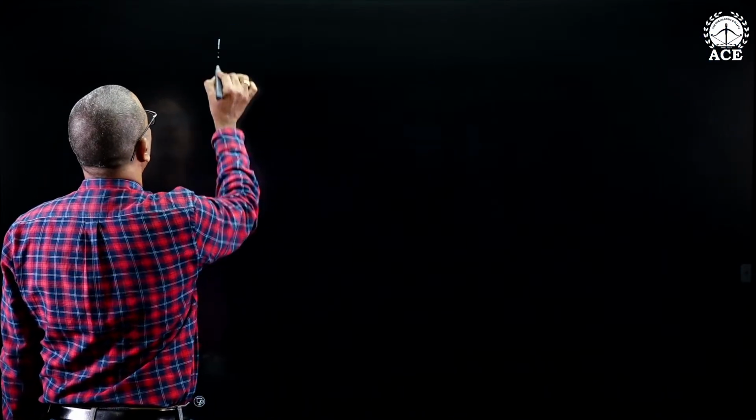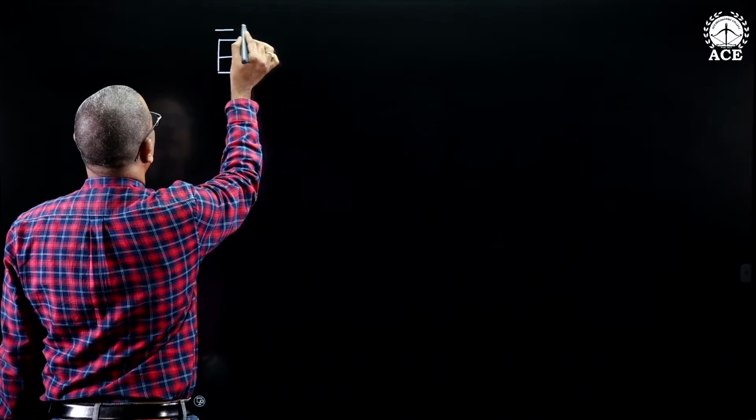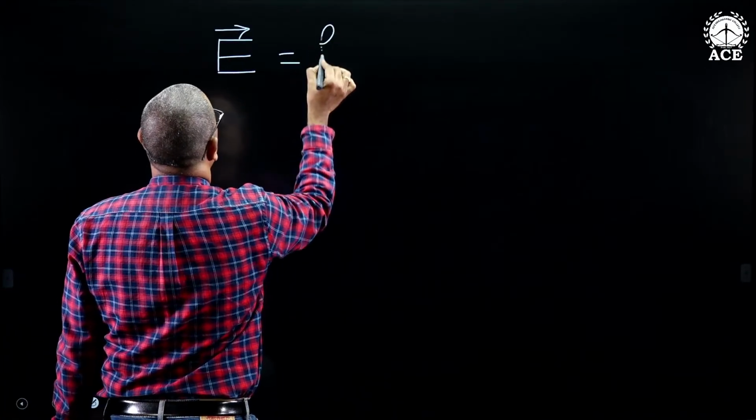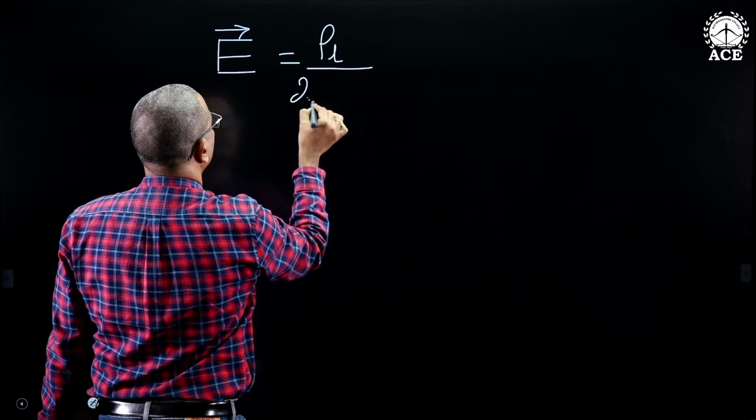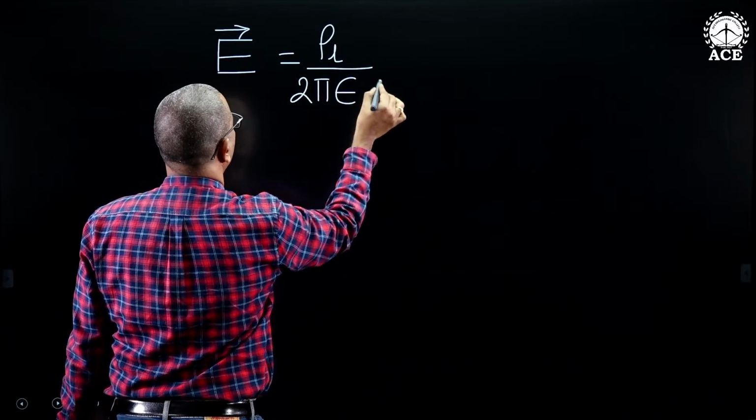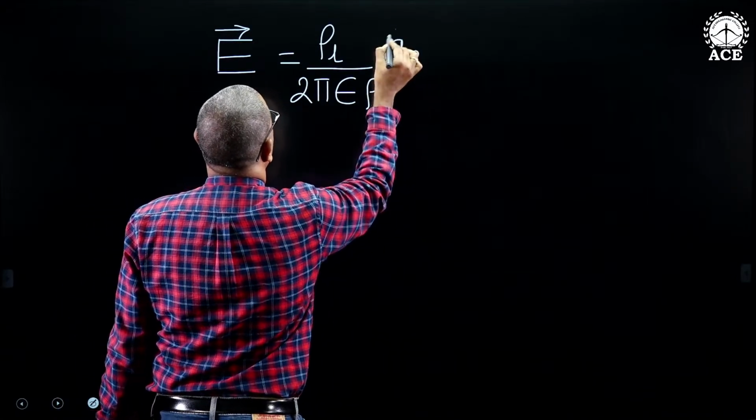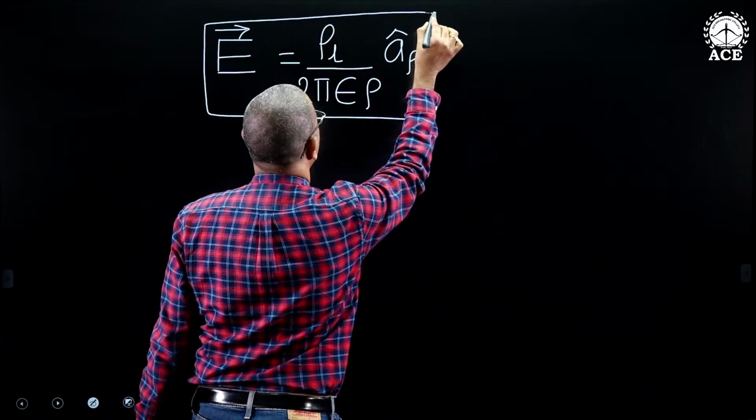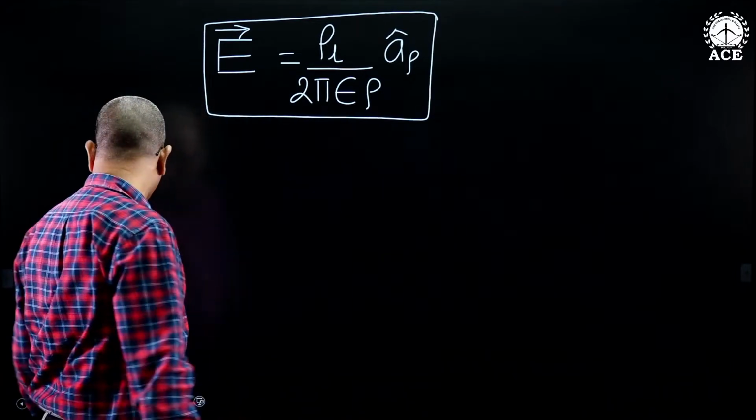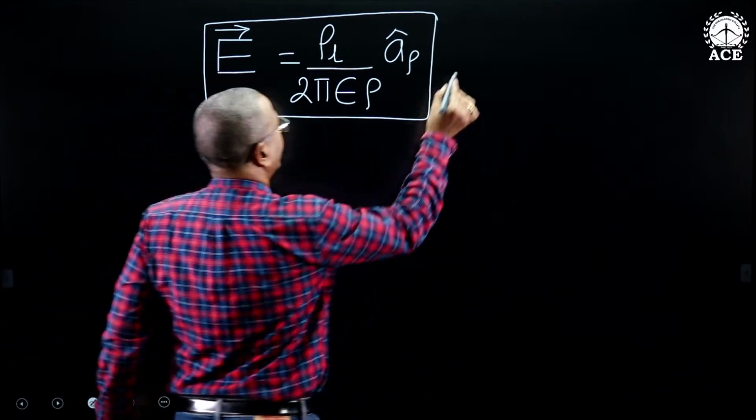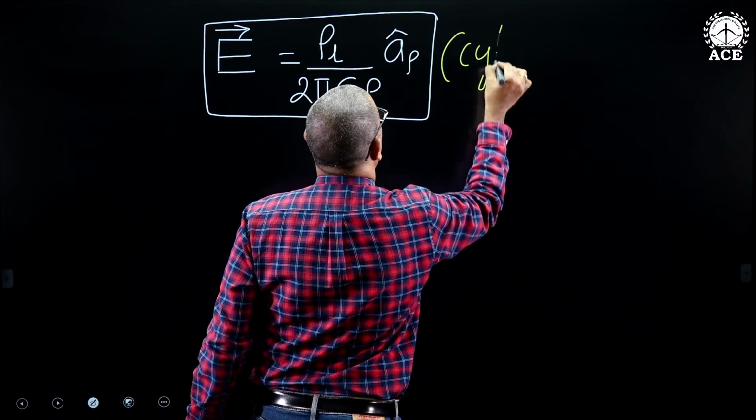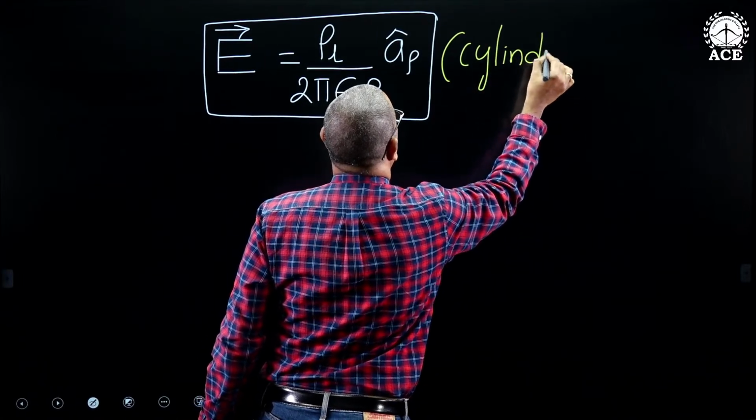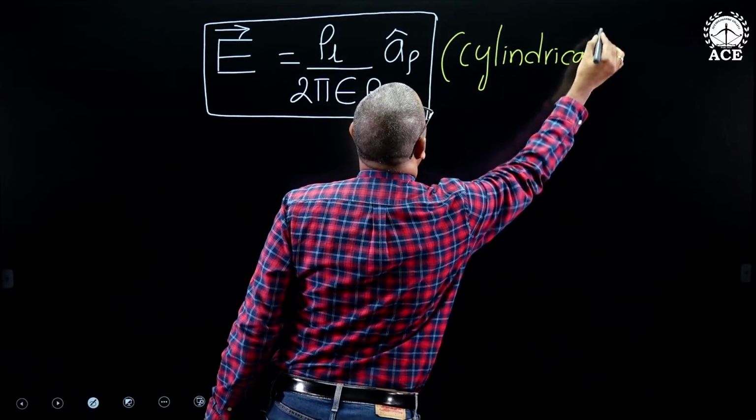Now, we got the expression for electric field intensity due to an infinitely long wire. E bar is equal to, again I am writing, dear students, E bar is equal to rho L by 2 pi epsilon rho a rho cap. This is a direct expression you can use if you are evaluating electric field in the cylindrical coordinate system. You should take care. This is the ready-made formula you can use directly in the cylindrical coordinate system.